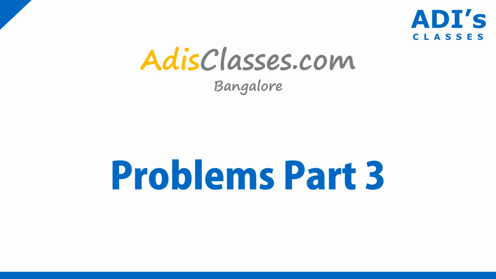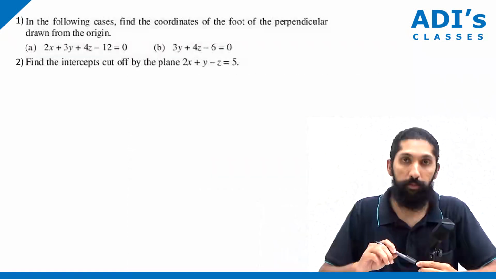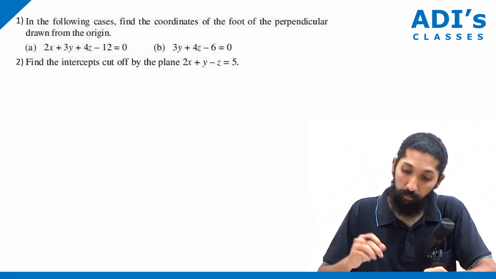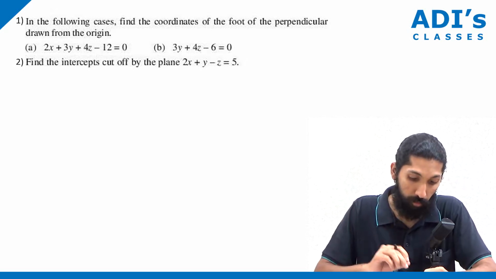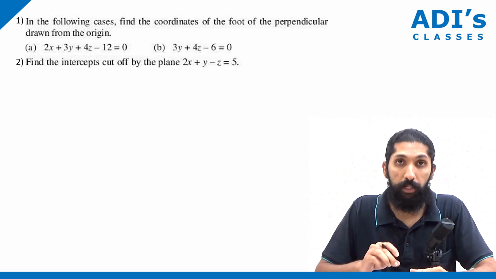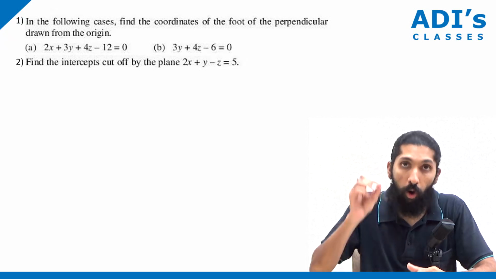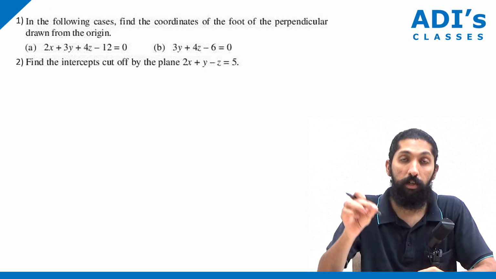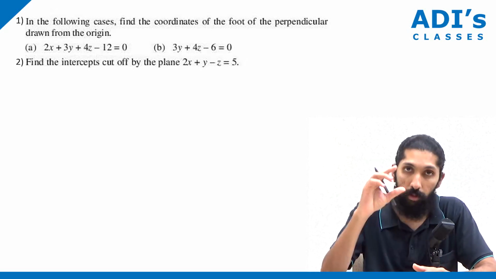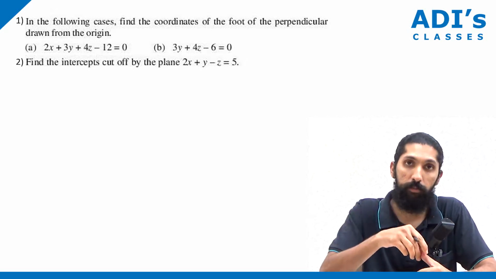Let's start with a few problems based on whatever topics we have learned. Look at the first one. It says, in the following cases, find the coordinates of the foot of the perpendicular drawn from the origin. Now remember, it's a plane, correct? Since it's a plane, you have a point and the origin is one more point. You are trying to calculate the perpendicular distance between them.